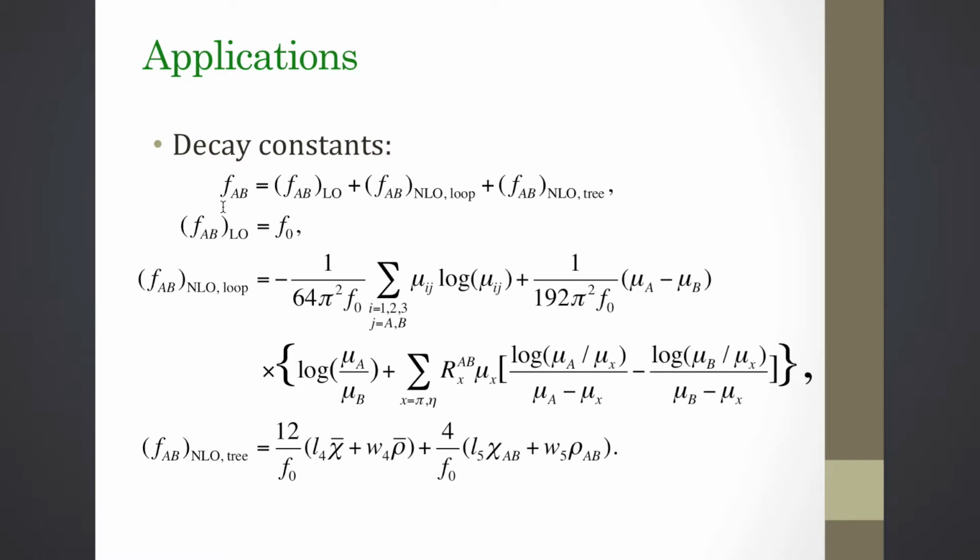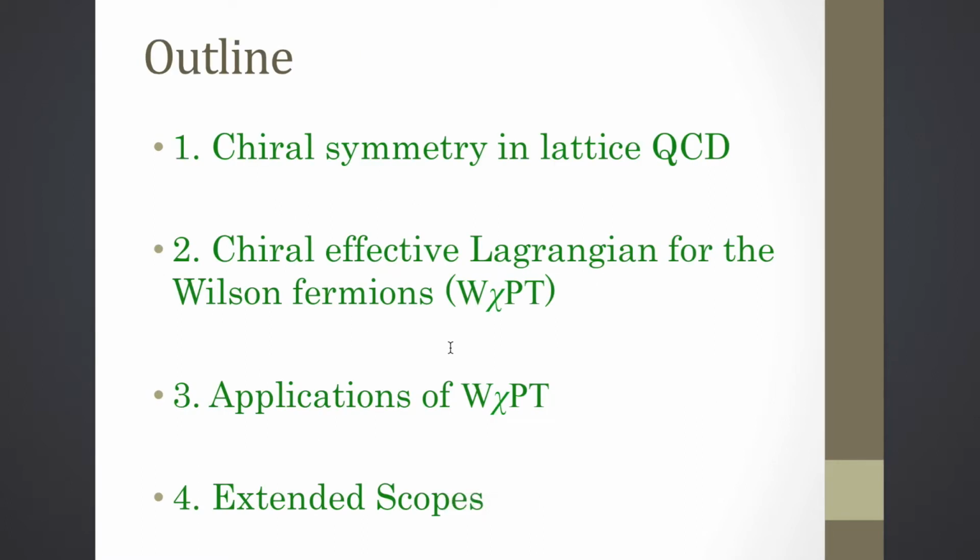Then the second application is to calculate the decay constants. The decay constants also have three contributions from the leading order, next leading order loop, and the next leading order tree. And these constants in the results will be fitted according to the lattice simulation data. So up to now, I have shown you how to construct the chiral effective Lagrangian for the Wilson action at order a and use it to calculate the meson masses and decay constants.